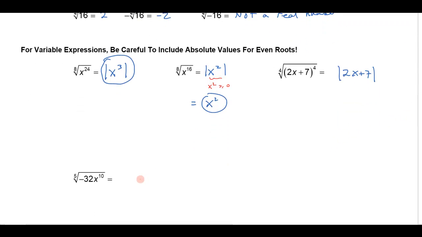Okay, one last problem right here, the fifth root of negative 32x to the 10th. Well, the fifth root of negative 32, we saw that's going to be negative 2, and the fifth root of x to the 10th, that would be x squared. If I multiply x squared by itself 5 times, we'll get x to the 10th, just like if I multiply negative 2 by itself 5 times, I'll get negative 32. Because it's an odd root, I don't have to worry about absolute values. The only time I have to worry about that is if there's an even root. Okay?